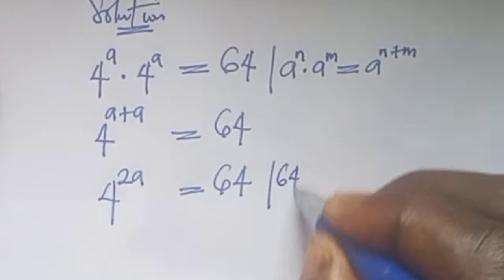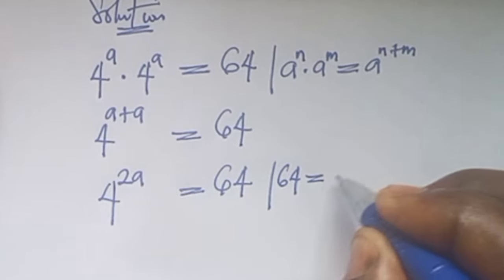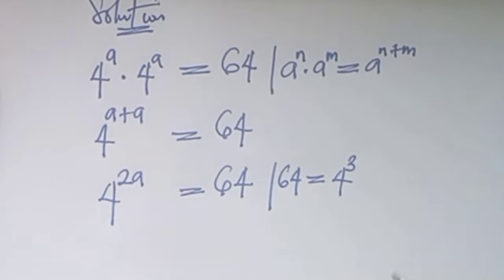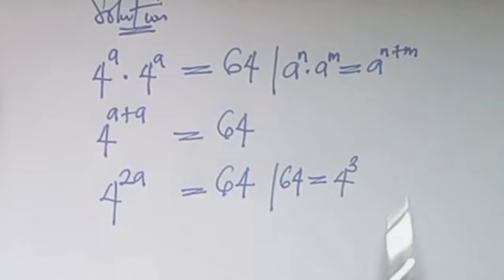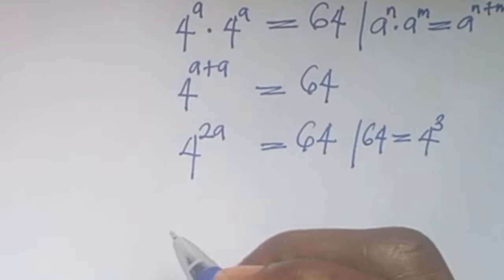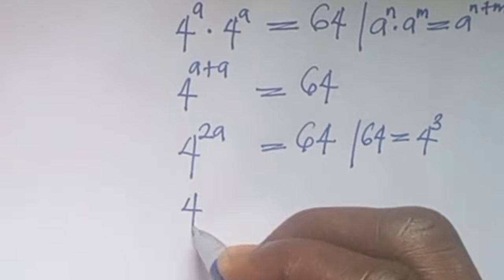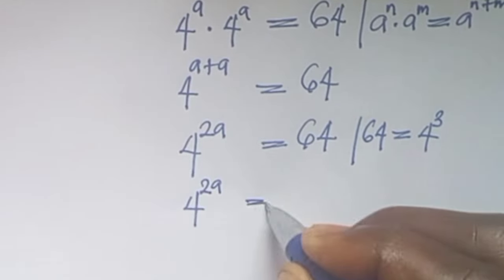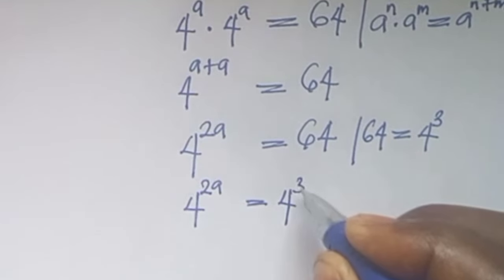But 64 can be written as 4 to the power of 3. So we're going to replace it here. So the next line becomes 4 to the power of 2a is equal to 4 to the power of 3.